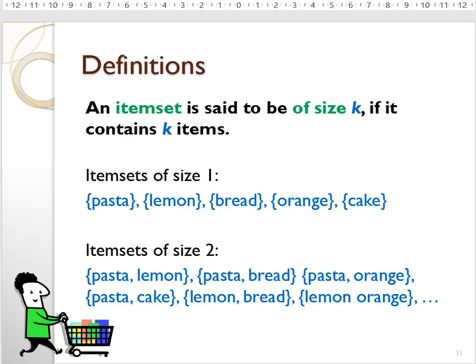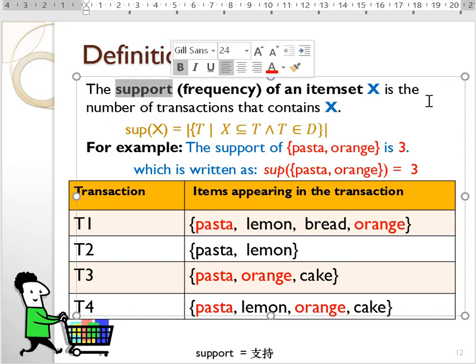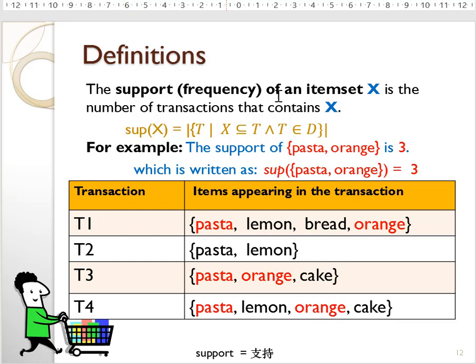Okay, now I want to give you some more definitions. Our goal is to find some sets of values that appear many times in a database. So we need to be able to measure the frequency, how many times some set of items appear in the database. So to do this, we define a measure that we call the support. So the support of an item set is the number of transactions that contain the item set.